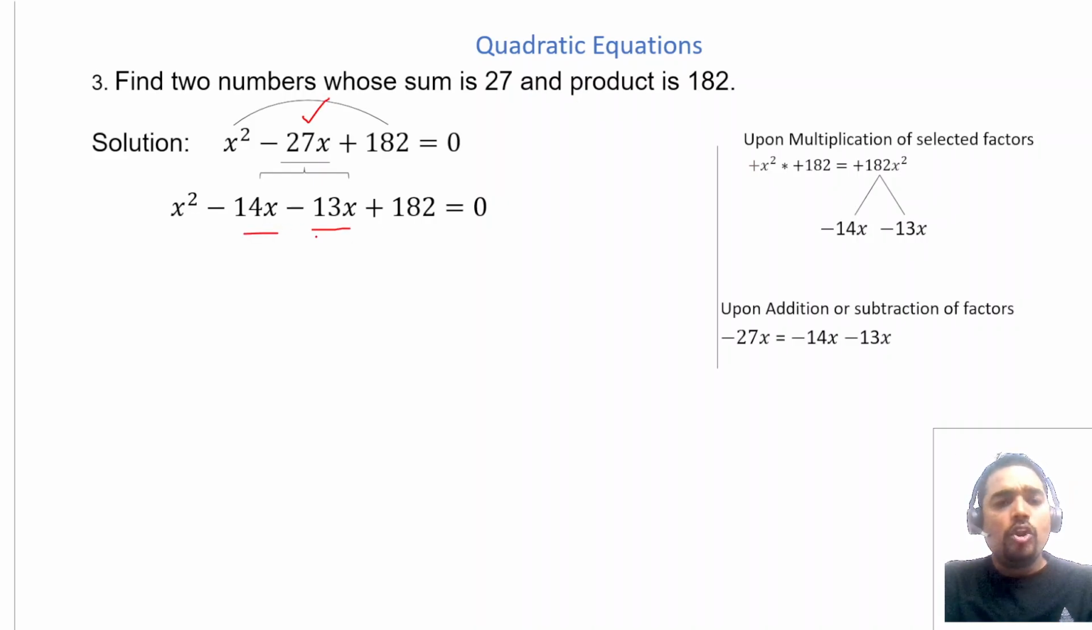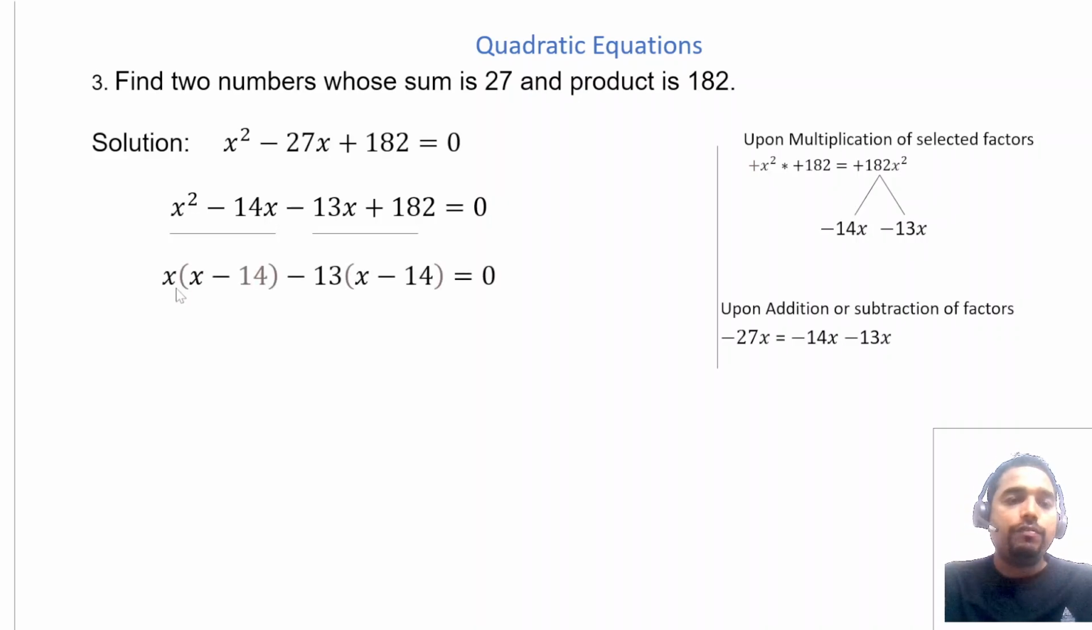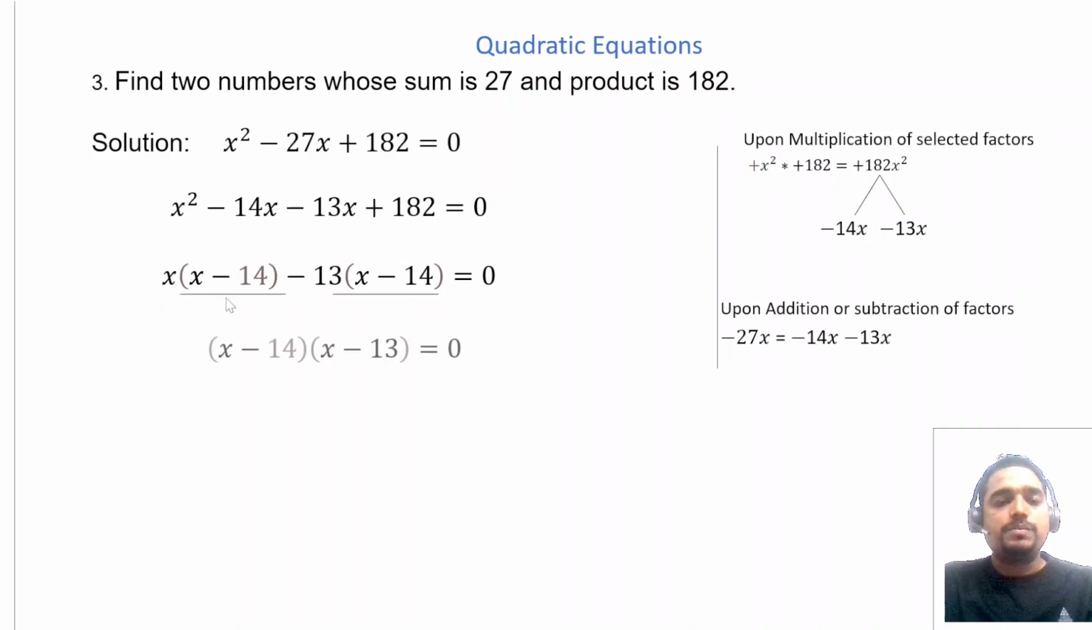In order to simplify further now, take the common factor between the first two terms and the common factor between the last two terms. Between x square and minus 14x, we see that x is common. If x is taken out as a common factor, then out of x square, x is left. Also, out of minus 14x, minus 14 is left. Out of the last two terms, minus 13x and plus 182, if minus 13 is taken common, then x is left, minus 14 is left. Now we see that x minus 14 is common between the two terms. If x minus 14 is taken as common, then from the first term x is left out. Also from the second term minus 13 is left.